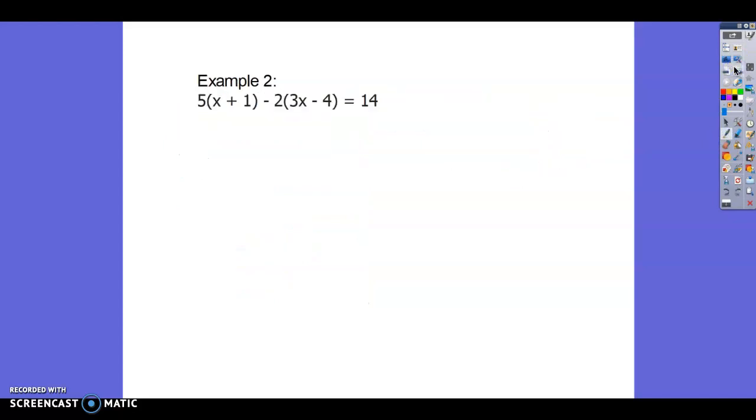All right, example 2. We're going to start by distributing. And then our 5 times 1 is plus 5. We're going to distribute the negative 2, so negative 6x. Negative 2 times negative 4 is plus 8. And then does that equal 14?